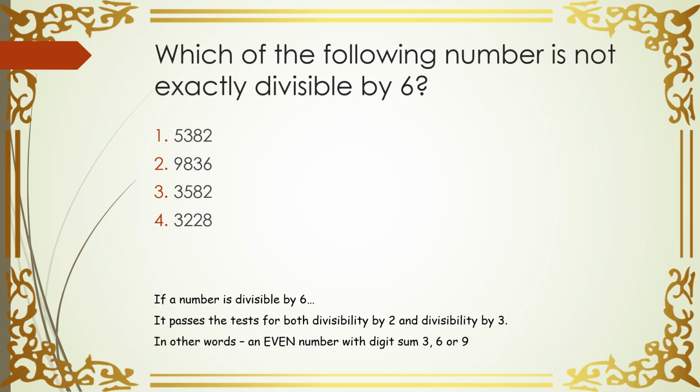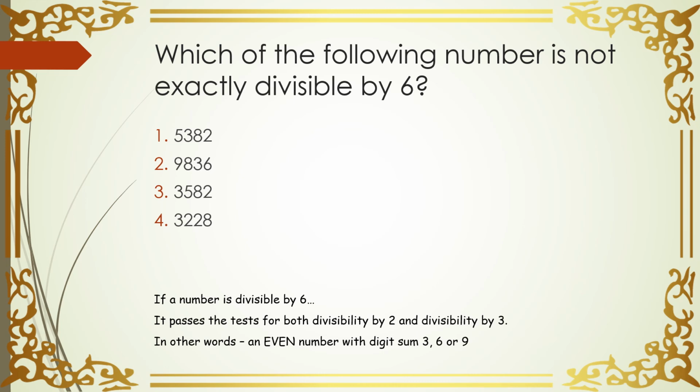Okay, so next step, let us see whether it completes the test of divisibility of 3 or not. So 5 plus 3 plus 8 plus 2. You have to keep on adding until you get one single number. Okay, and that number should be 3, 6 or 9. If it is 3, 6, 9, it means it is divisible. So I get 18. Okay, 18 is a 2 digit number. So you have to add them again. So that will be 1 plus 8, which is equal to 9. Okay, so option number 1 is divisible by 6.